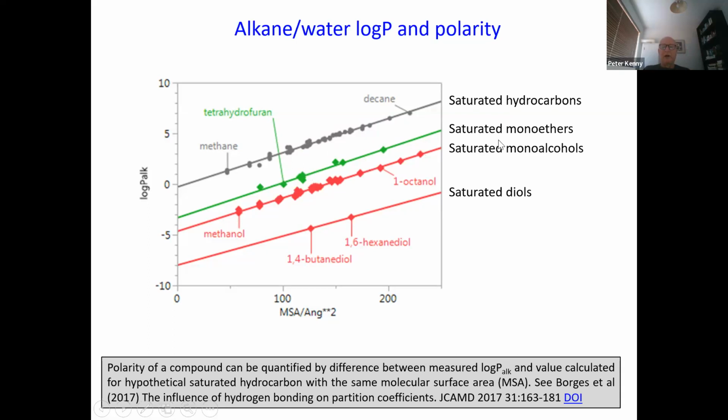Now these are the saturated monoalcohols. You can see that this distance here is actually greater than this distance here. What this is telling us is that the ether oxygen is more polar than the hydroxyl hydrogen. I'll get onto this in a bit more detail later.